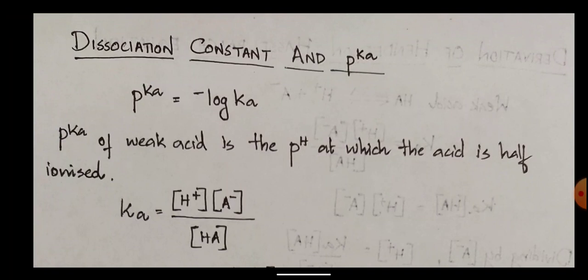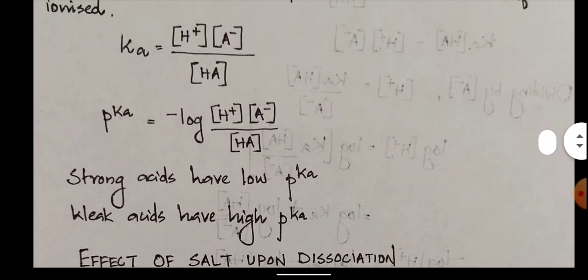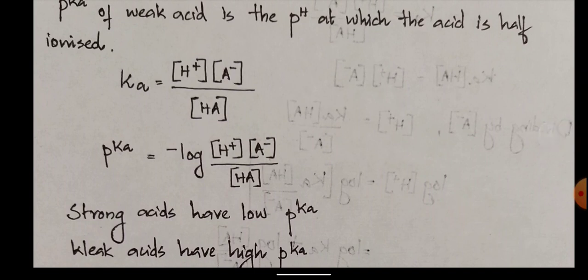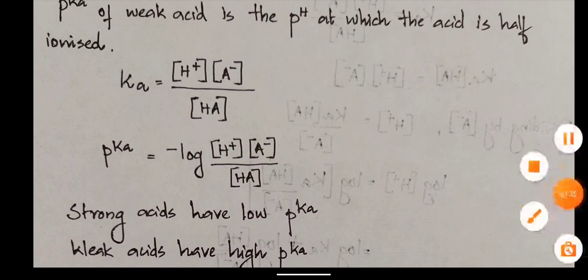Now, just study it. The pKa of a weak acid is the pH at which the acid is half ionized. We know that the dissociation constant is equal to the concentration of H plus into the concentration of A minus divided by the concentration of HA, right? So, what will be pKa? pKa is negative log of the concentration of H plus into the concentration of A minus divided by the concentration of HA.